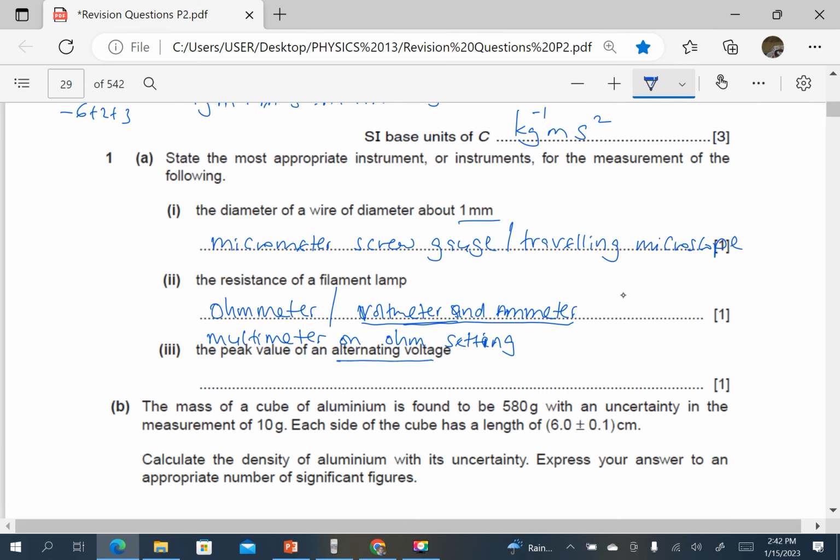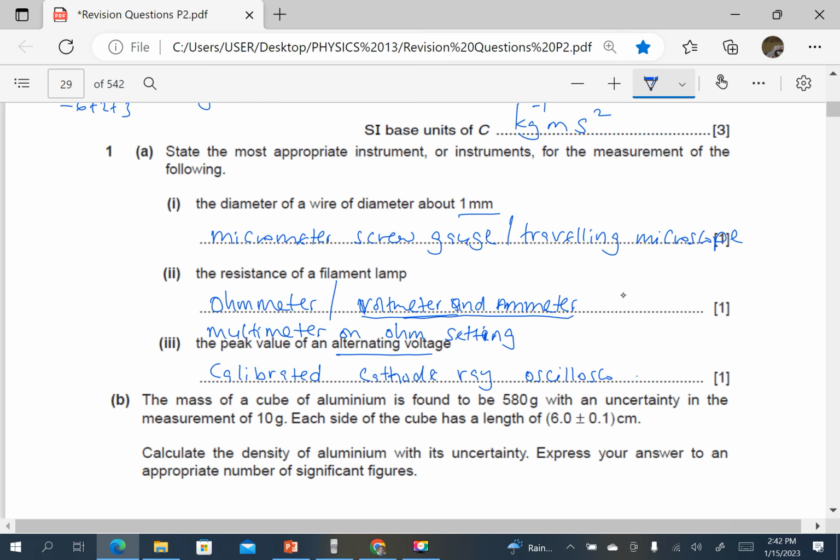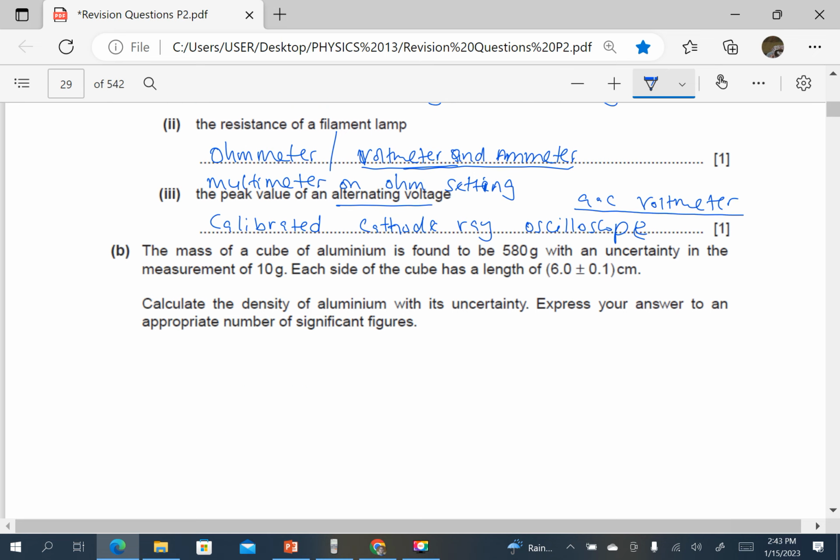Then the peak of alternating voltage. We normally measure alternating voltage using a calibrated CRO, cathode ray oscilloscope. Or instead of a calibrated cathode ray oscilloscope, there are what we call AC voltmeters. They are voltmeters specifically designed to measure alternating voltage. We call them AC voltmeters. Okay.